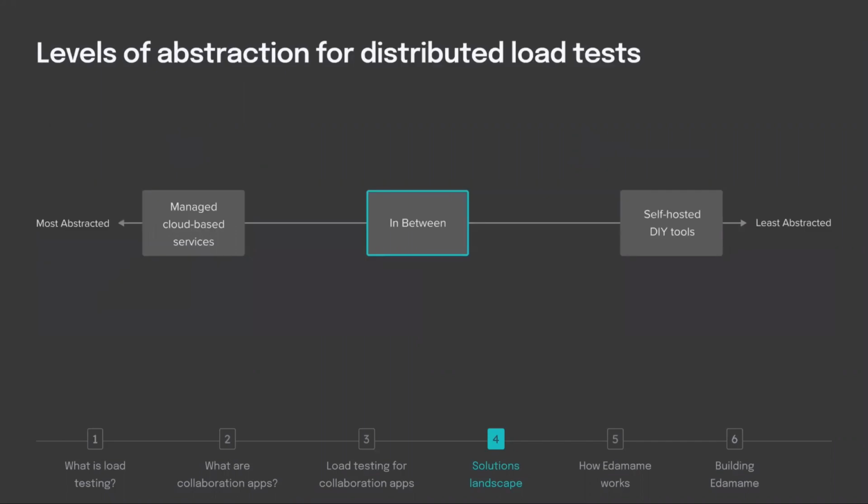So what happens if you want the best of both worlds? You want a solution that manages many of the complexities of building and running a load tester, and at the same time, you want the advantages of self-hosted DIY tools, like data ownership or custom configurations. This is where you would want to use something in between. There are a few variations of this, but one of them is when companies use licensed or open source solutions that they host themselves. And ultimately, this is the space Edamame belongs in.